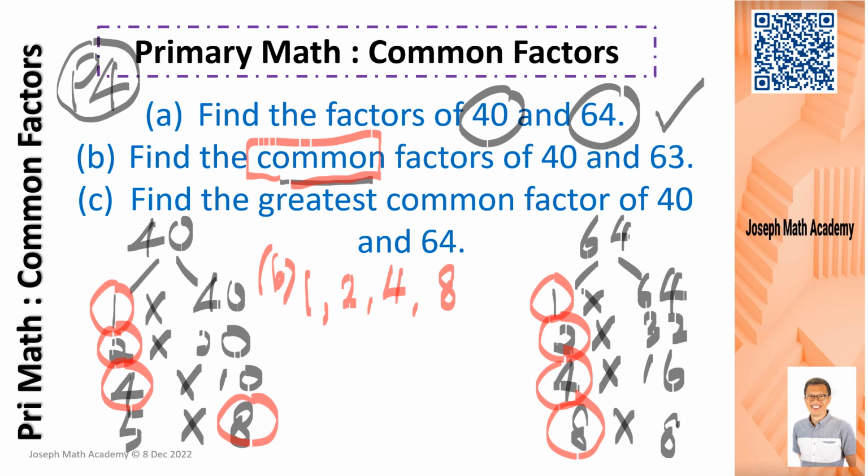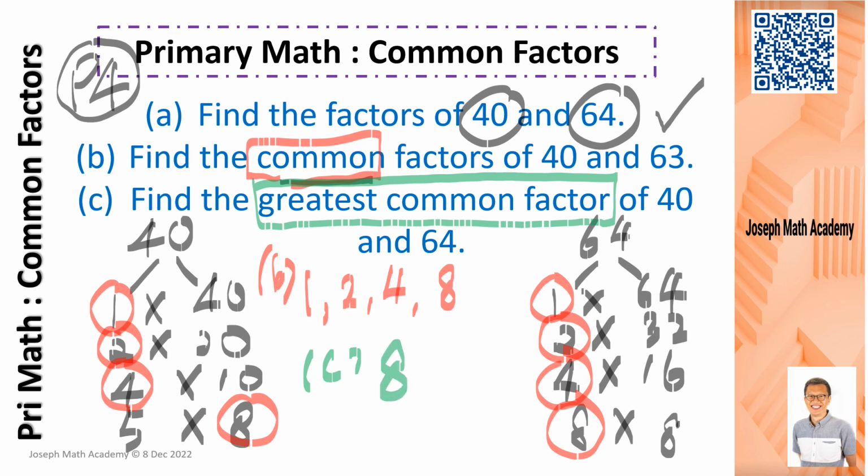Now, what about part C? Part C asks for the greatest common factor, the biggest of all from part B. That means we take the largest number in part B to get the greatest common factor. Only one number, so it's 8. 8 is the greatest common factor of 40 and 64. I think all of you should find this very familiar. We did this in primary school.